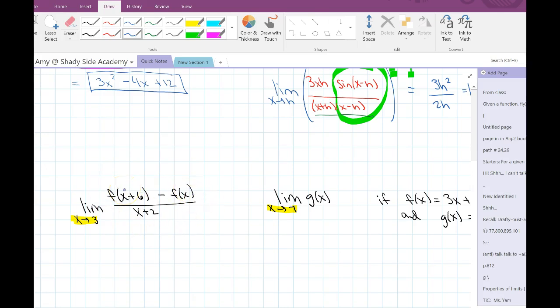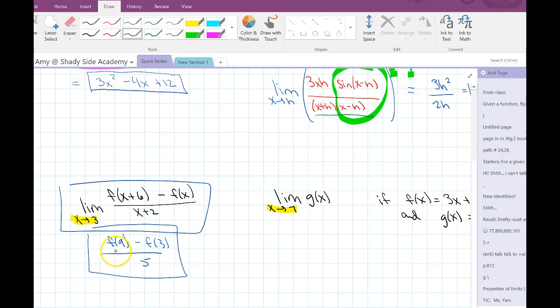We can also take a look at evaluating limits where the argument of the limit is in function notation. So in this case, as x approaches 3, of f of x plus 6 minus f of x all over x plus 2. Let's see what we can do. This is going to equal f of 9 minus f of 3 all over 5. And that's all we can do. We don't know what f of x is.